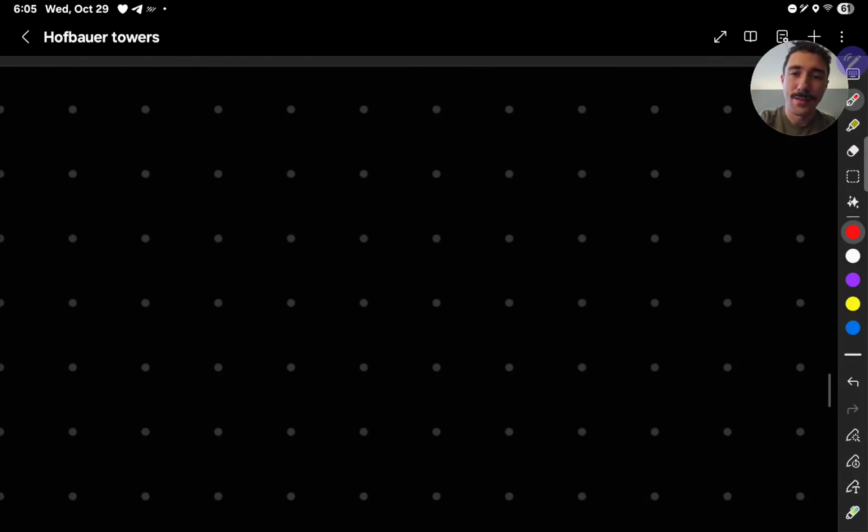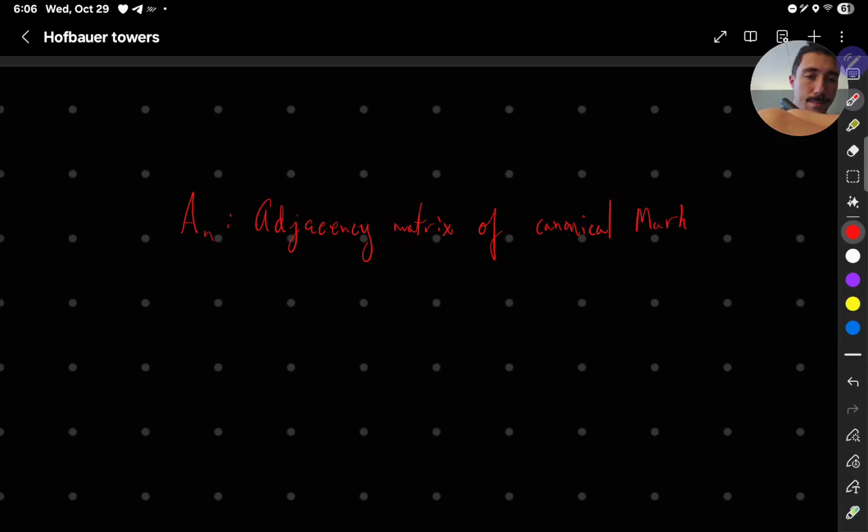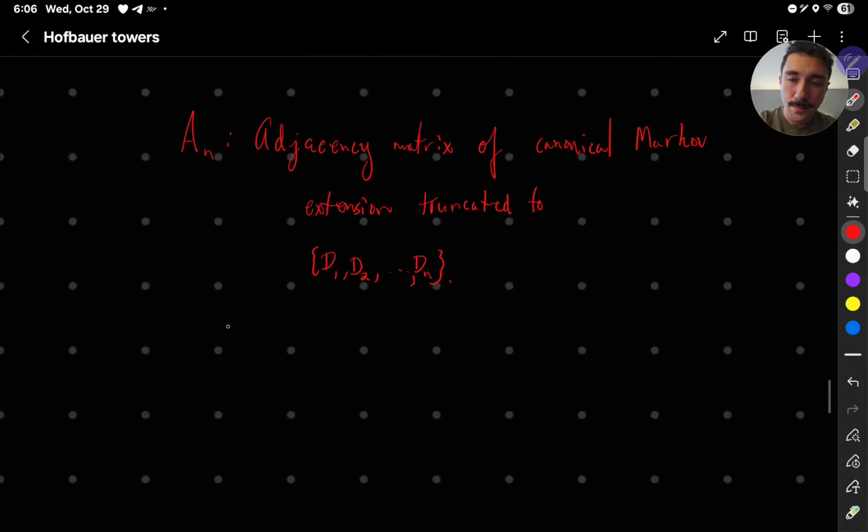And so I'm going to say if you truncate to n, to Dn, so write row n, in fact let's do this, call An the adjacency matrix of the canonical Markov extension truncated to just be the vertices, so this is a subgraph, D1, D2, up through Dn.